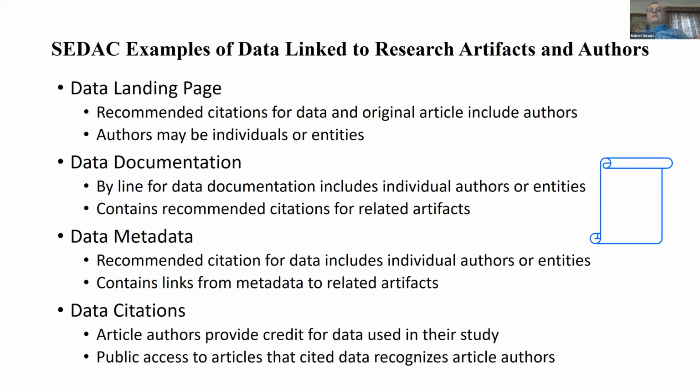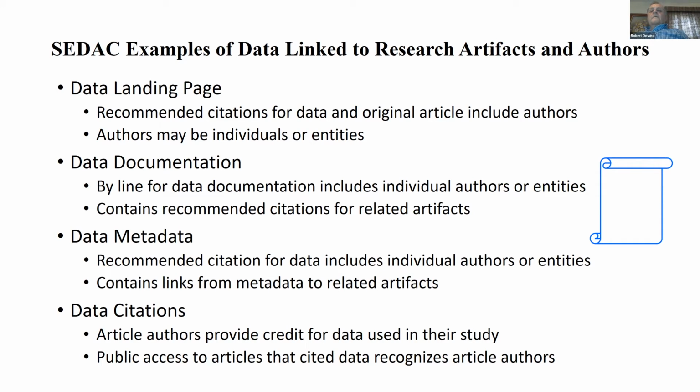And then for data documentation, the byline includes the individual authors or the entities. The data documentation itself also contains recommended citations for various artifacts that might be related to the data. And then in the metadata for the data, you have a recommended citation for the data, and that could include the individual authors or the entities. And you also have links to related artifacts, whatever they might be, for the data.